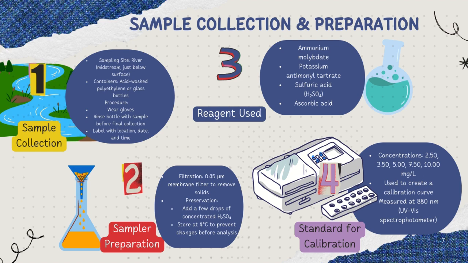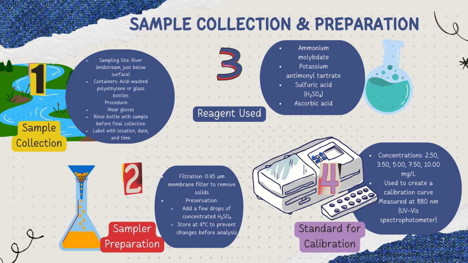Samples were kept in a cooler and transported to the lab, then stored at 4 degrees Celsius to preserve their condition before analysis. In the lab, the samples were filtered using a 0.45 micrometer membrane filter to remove solid particles. After filtration, a few drops of concentrated sulfuric acid were added to each sample. This step helps preserve the phosphate ions and stop biological activity. The preserved samples were stored in bottles at 4 degrees Celsius until they were analyzed.